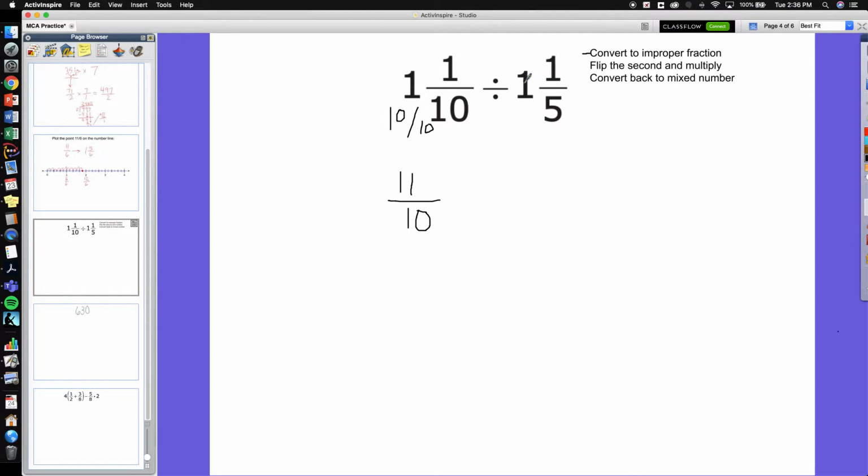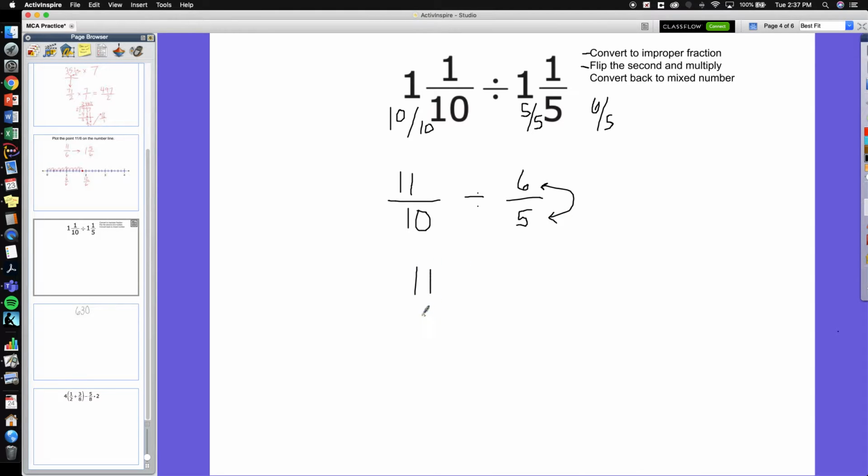Over here, we have a similar situation. Instead, we have fifths. So this 1 can mean 5/5. So there's 5/5 and 1 over here. Put that together, that is 6/5. But we need to flip the second and multiply. So when we're dividing 11 tenths by 6/5, we're going to flip these over.